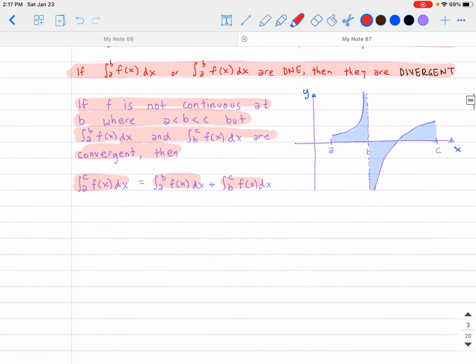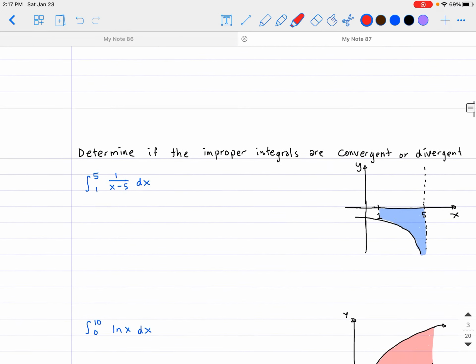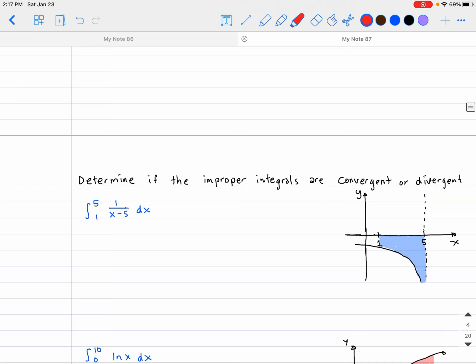Okay, so let's go ahead and try to do some of these problems to see how this actually works out. Here, I want to determine if the given improper integrals are convergent or divergent. In my first problem, it doesn't look too bad. But if you notice the denominator, x cannot equal 5 because of a domain restriction, and my boundary includes that 5. So that means this is an improper integral, and we're going to have to change it.